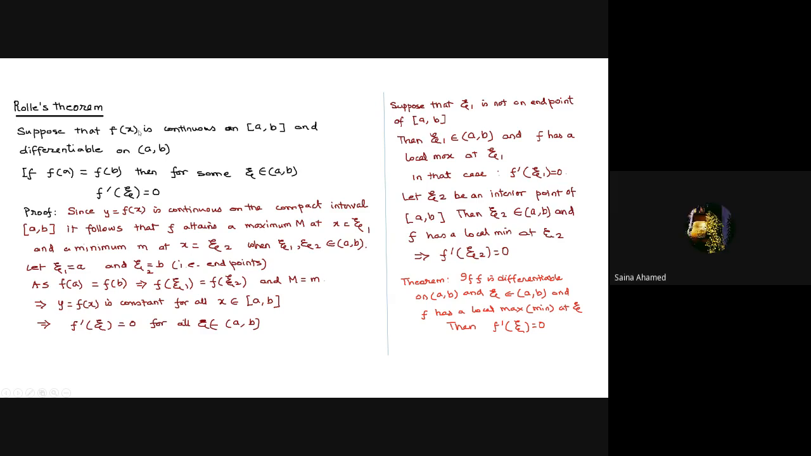Can you explain the first line once again? Which line? This one? The first one, where if f is differentiable, the next one after that.